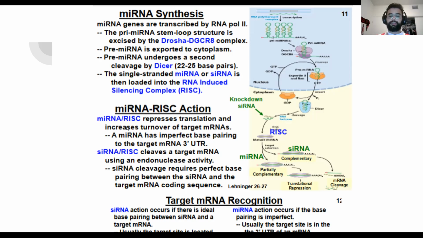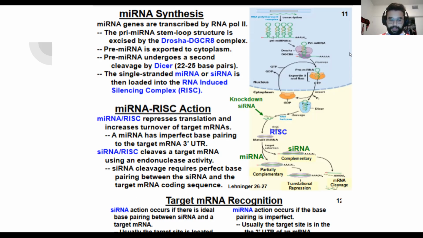If we are dealing with an mRNA, when it's associated with this RISC complex, we're going to be able to repress translation and increase the breakdown of mRNAs. Our miRNA actually has imperfect base pairing to the target mRNA untranslated region. That's going to be important in differentiating between miRNAs and siRNAs. And if we have an siRNA RISC complex, we're actually going to be cleaving the target mRNA using an endonuclease activity. Our siRNA cleavage requires a perfect base pairing.